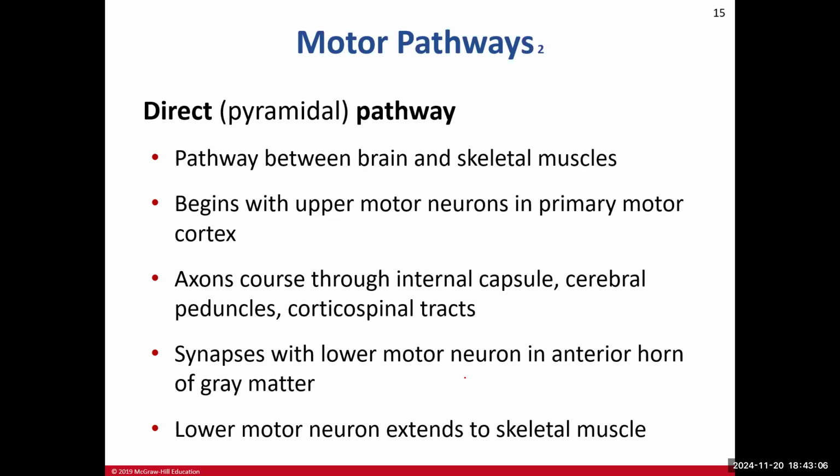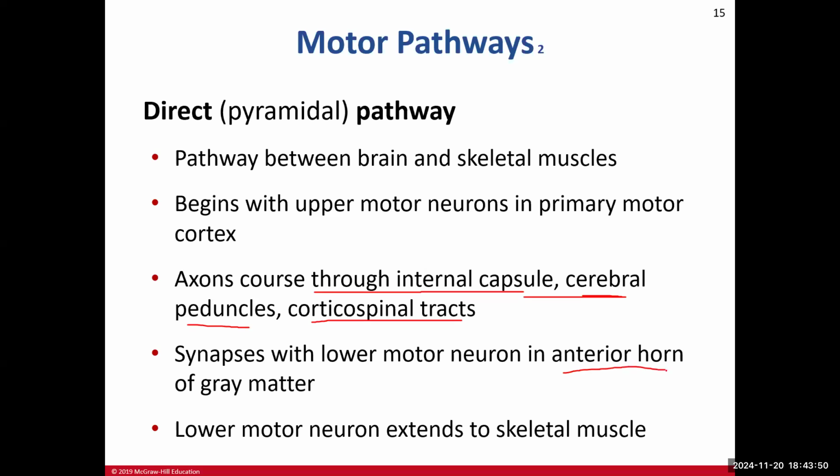The upper motor neuron will travel down through your white matter, which we see in the cerebrum, called the internal capsule. Then they're going to travel through the midbrain, the first part of your brainstem, through the cerebral peduncles. And then when we get into our spine, they're going to enter into what we call the corticospinal tracts. Then they'll come down into certain levels of your spinal cord, and they'll synapse onto the cell body of your lower motor neuron in the anterior or ventral gray horn.